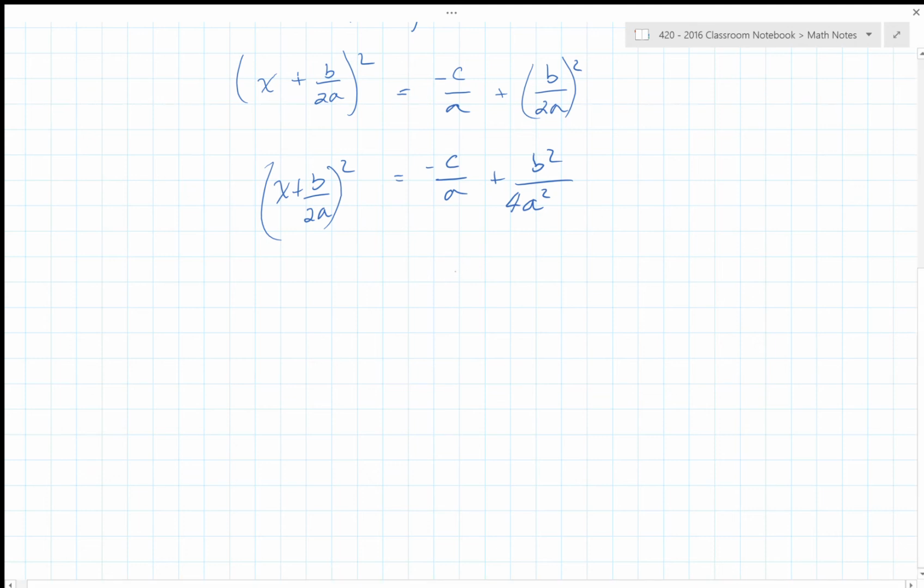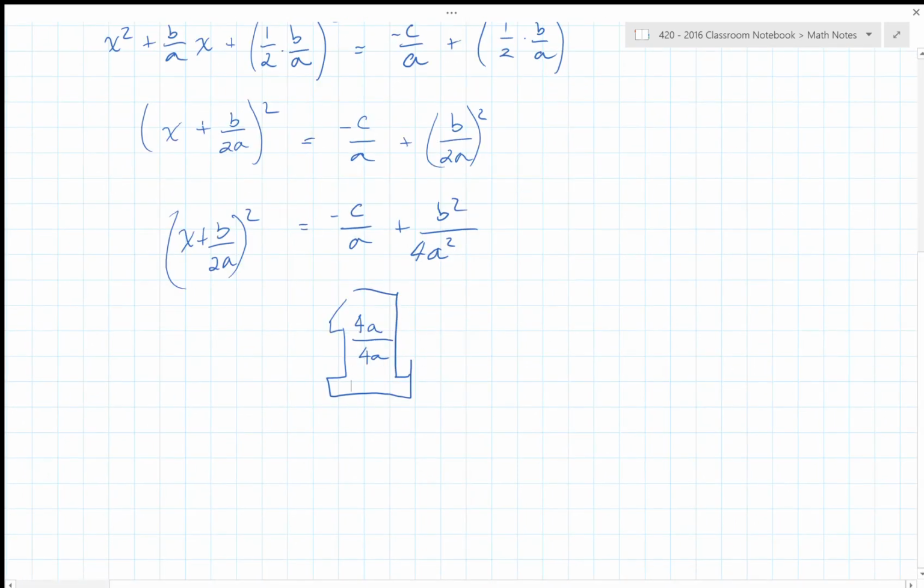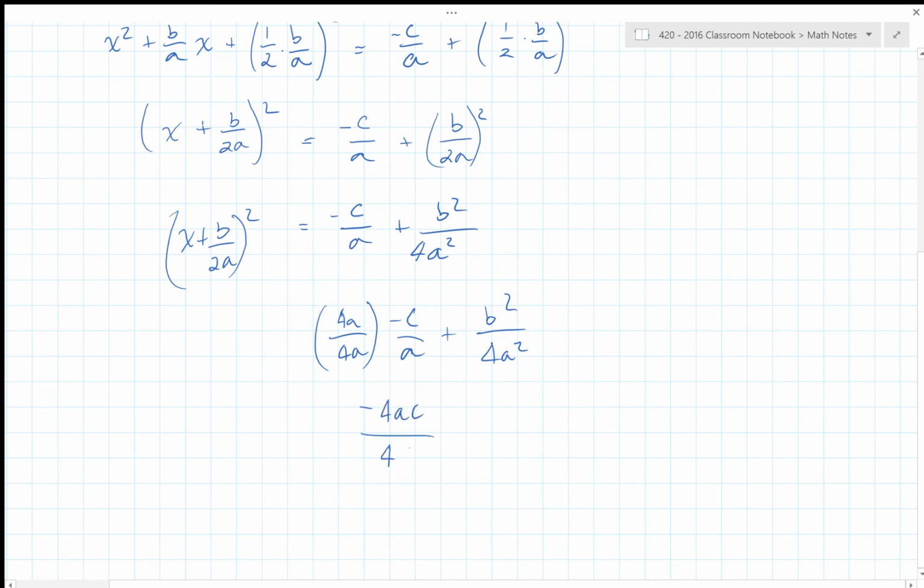So to get common denominators, I need to multiply that negative c over a by 4a over 4a. That's a form of 1. So if I do that, I don't change the value at all of my expression. I'm just massaging it into an easier to work with form. So let's do that. 4a over 4a times the quantity negative c over a plus b squared over 4a squared. Negative 4ac over 4a squared plus b squared over 4a squared.